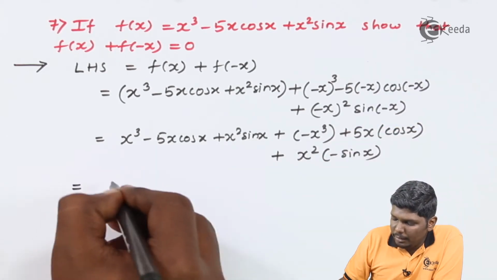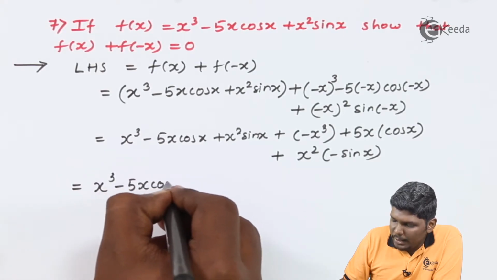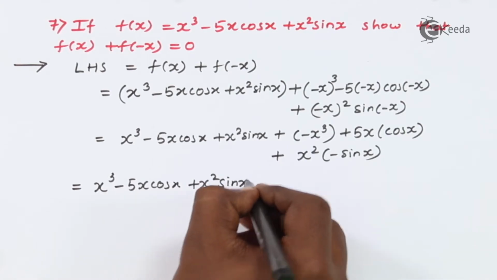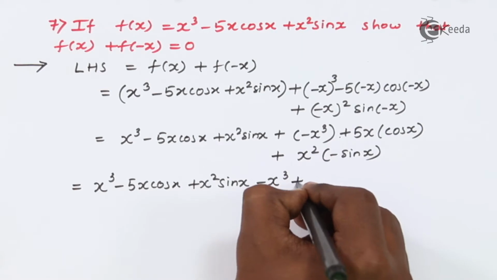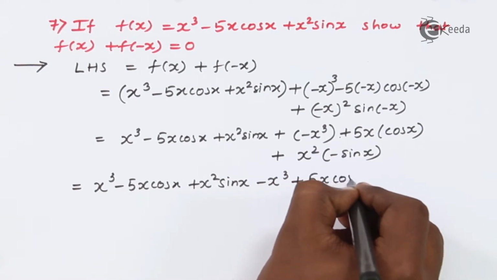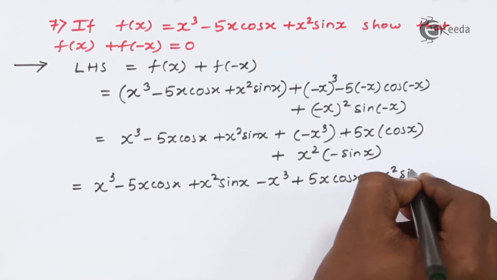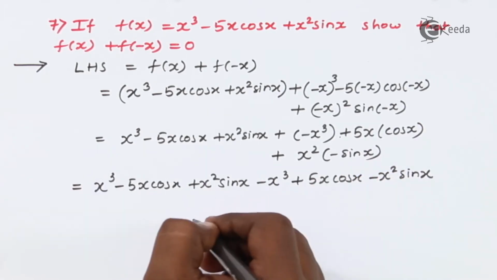Let us solve this further. This will give you x cube minus 5x cos x plus x square sin x plus into minus will give you minus x cube plus 5x cos x, and again plus into minus will give you minus x square sin x. So let us see, is there any term which is going to be cancelled?